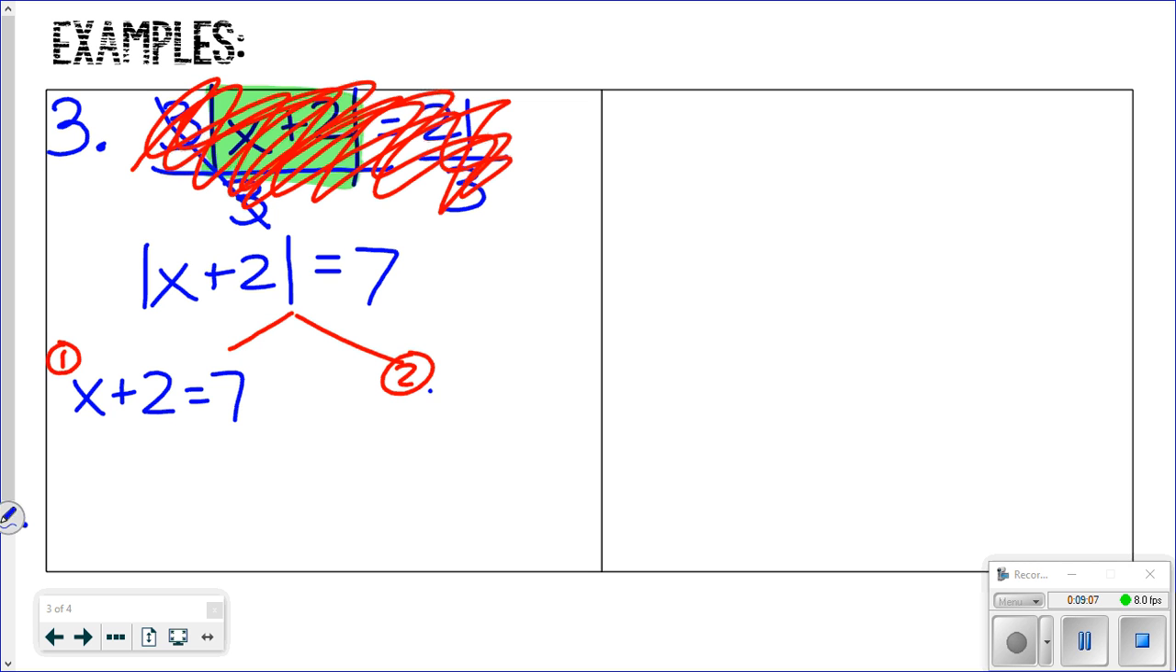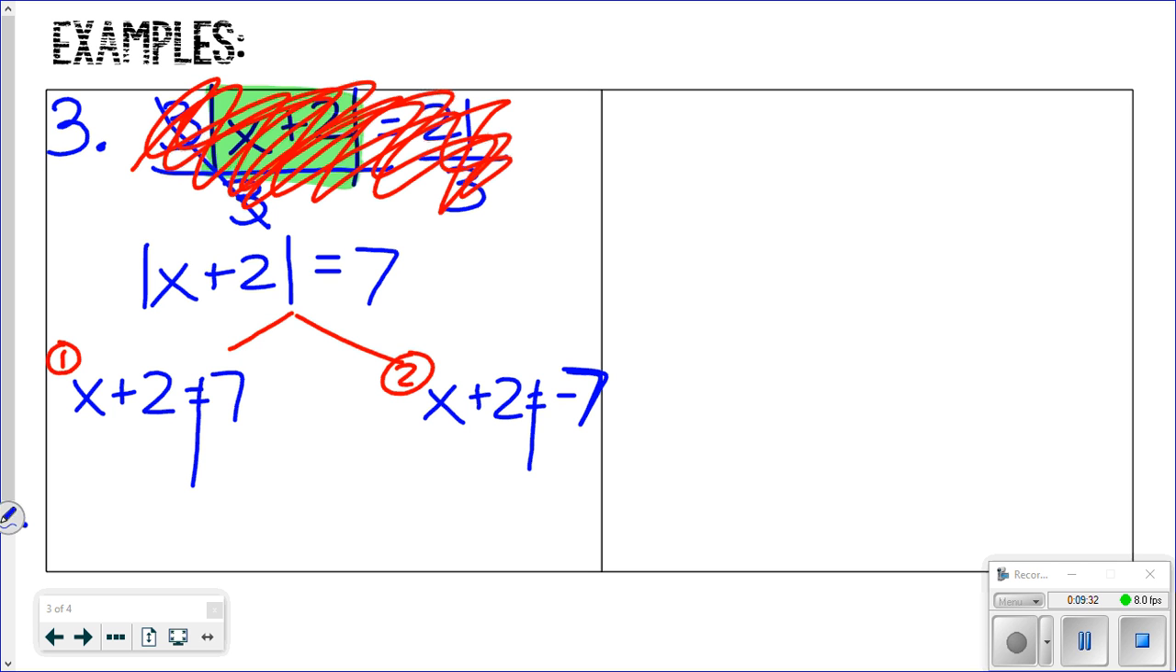Second one, drop your bars. Keep your x plus 2 equals, but this time we want it to be a -7. Okay. If you want to stay organized, go ahead and draw your line down through your equal sign and try to solve for x. Get x all alone.